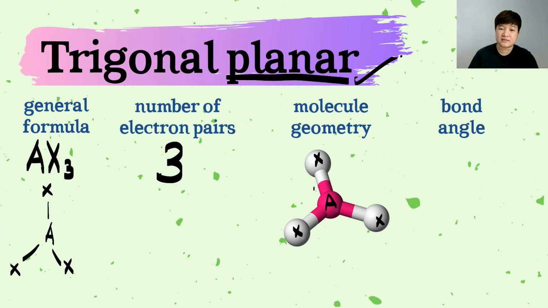Therefore, you have 360 divided by 3. Every bond angle over here is 120 degrees. So the bond angle will be 120 degrees for trigonal planar. And that is all about trigonal planar that you need to know. Let's do an example for trigonal planar.